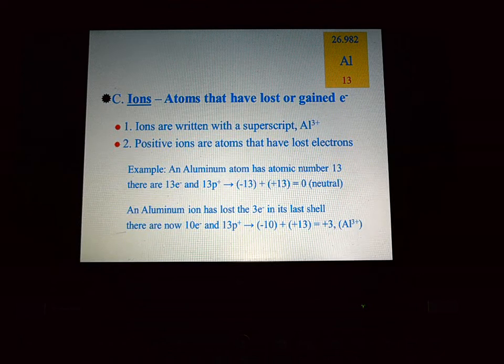Atoms are neutral. But as an ion, the aluminum lost those 3 electrons in its last shell, those 3 valence electrons. And by losing them, they no longer have the same number of electrons and protons, and so now have a charge. Because there are more protons than electrons, it ends up being a positive charge. And since it's 3 electrons they lost, it's a positive 3 charge.